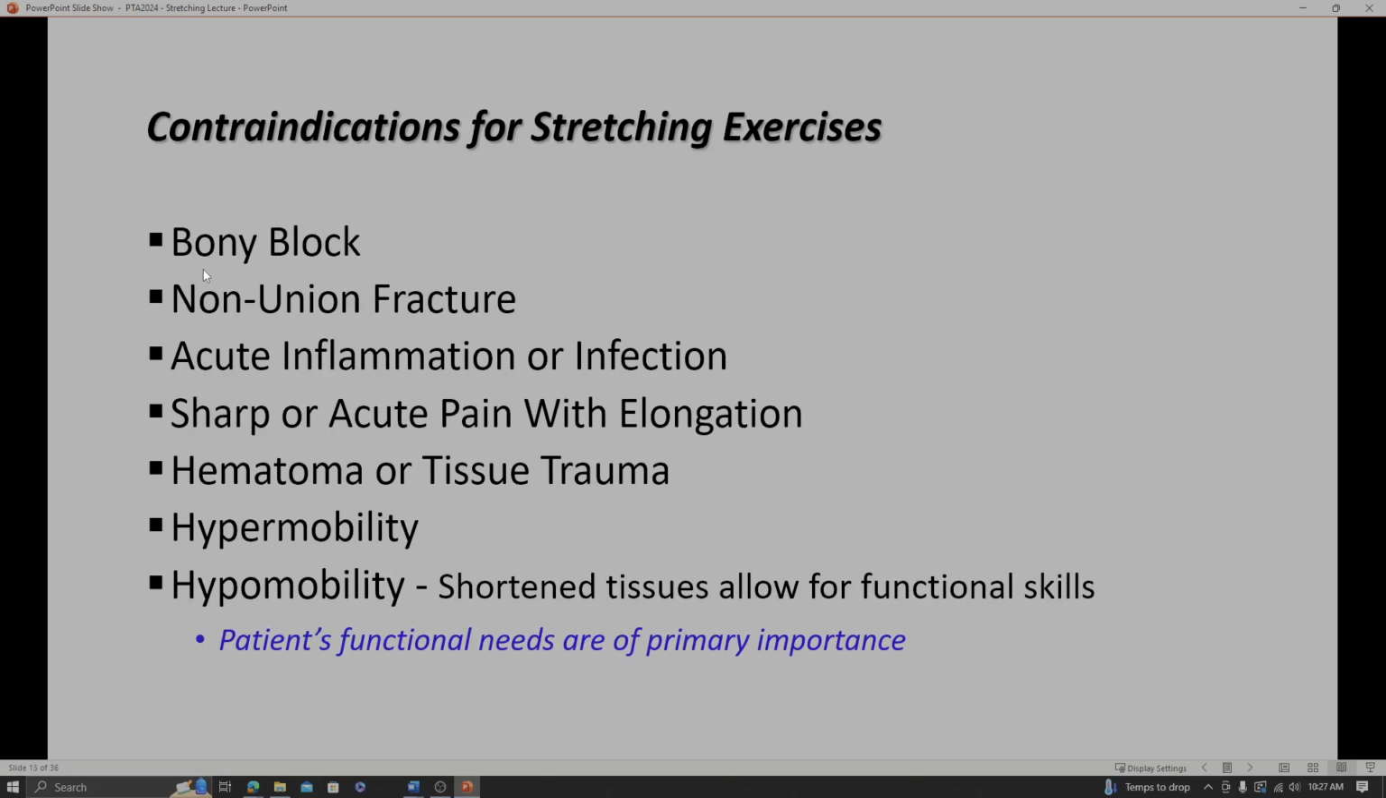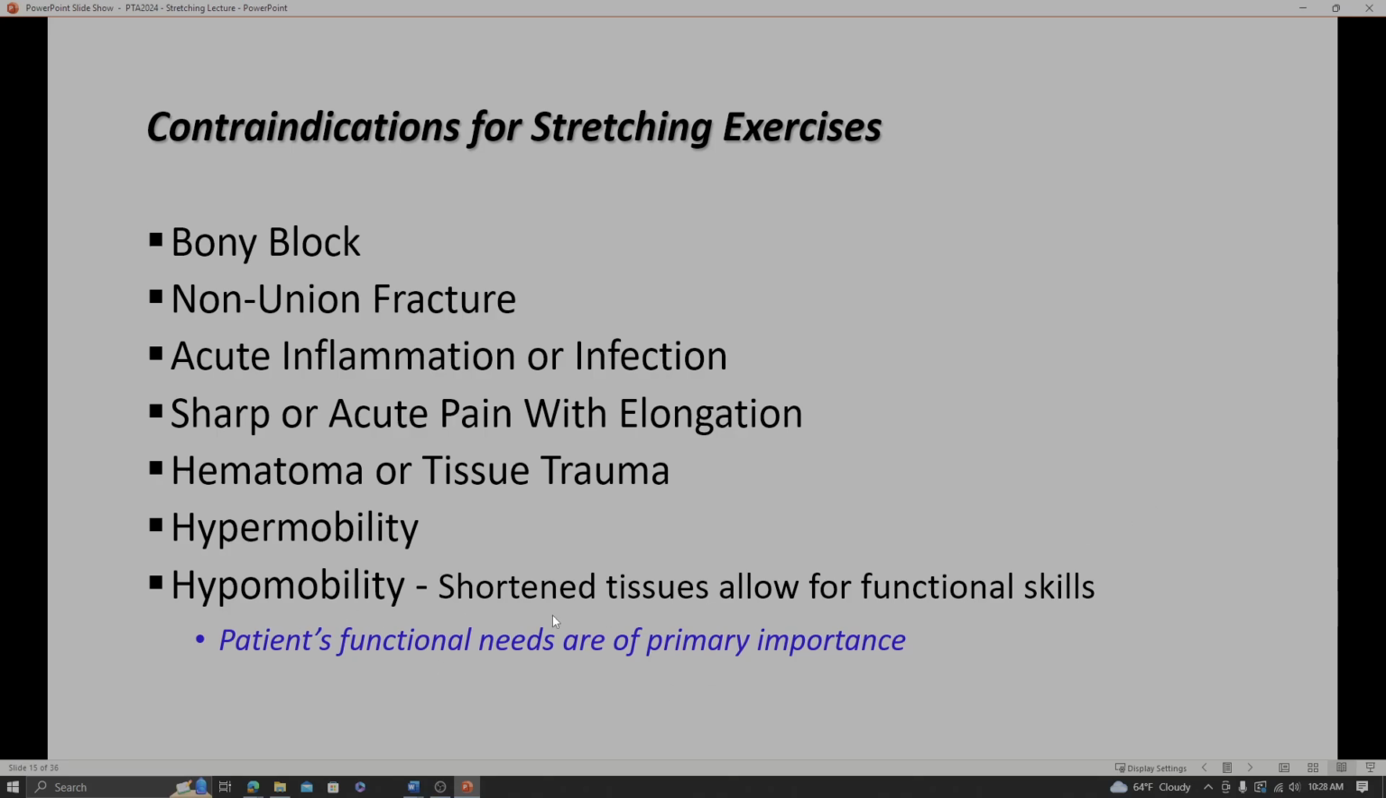We're not going to stretch body parts that have bony blocks, like joint structures that have bony blocks. I can't stretch a bony block, all right? I'm not going to stretch something that has a disunion or non-union fracture. Okay, that's a no-no. Acute inflammation or infection, for sure. For now, we don't want to encourage any greater proliferation of that infection or inflammatory process. Sharp or acute pain with elongation, right? It may be uncomfortable, but we don't want it to be painful. Hematoma, tissue trauma, hypermobility, right? I'm not going to stretch into hypermobile structures.